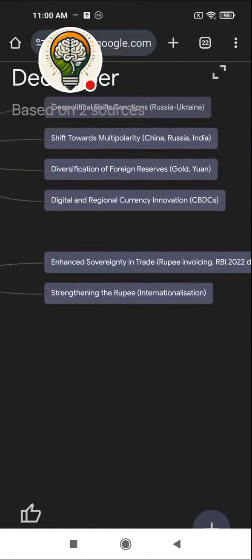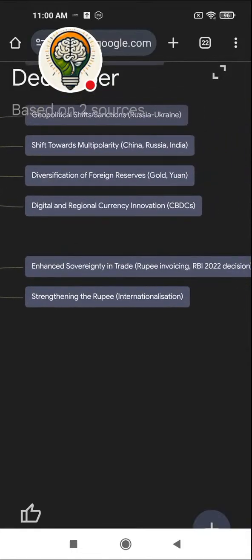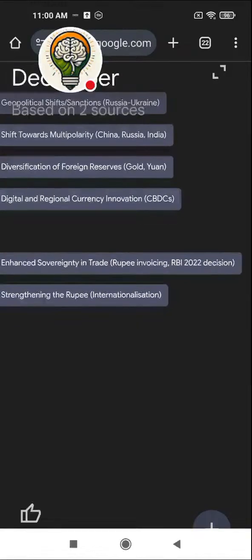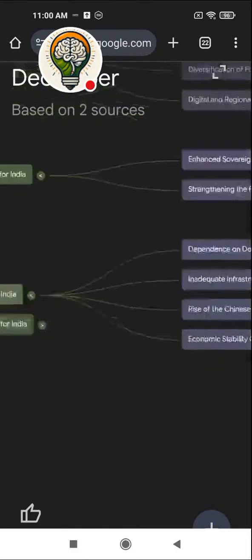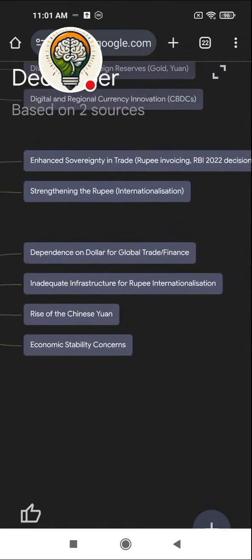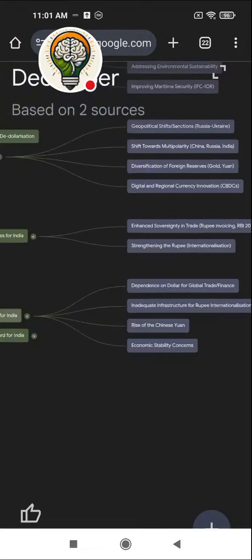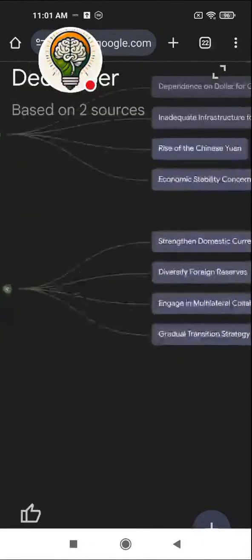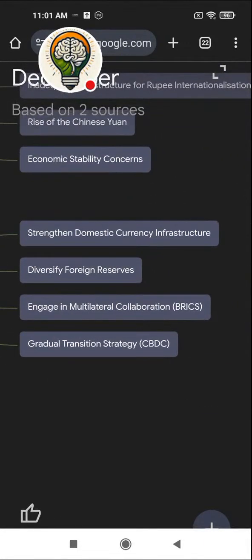So enhanced sovereignty in trade, rupee invoicing, RBI 2022 decision, and staging the rupee internationalization. Challenges for India are the dependence on the dollar for global trade and finance, inadequate infrastructure for rupee internationalization, the rise of the Chinese yuan, and economic stability concerns. Then the steps forward for India: strengthen domestic currency structure, diversify foreign reserves, engage in multilateral cooperation, BRICS, and gradual transition, CBDC.